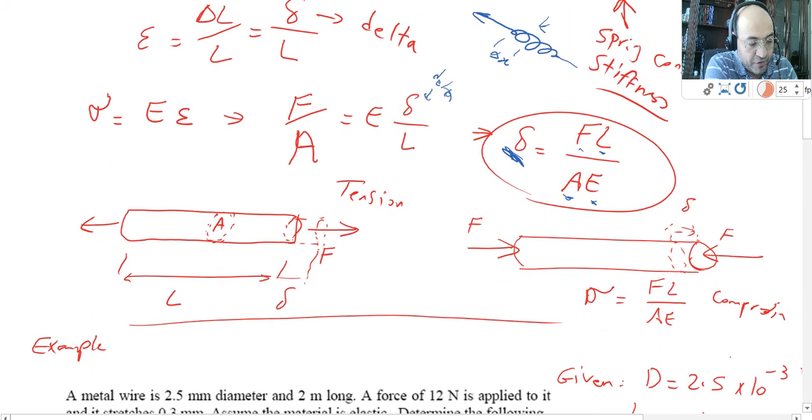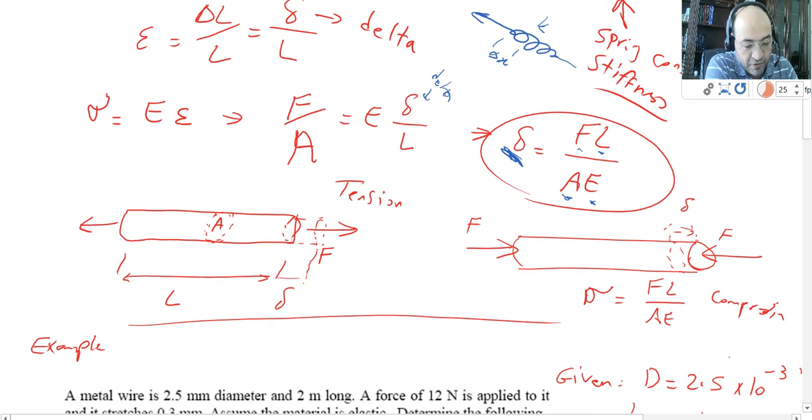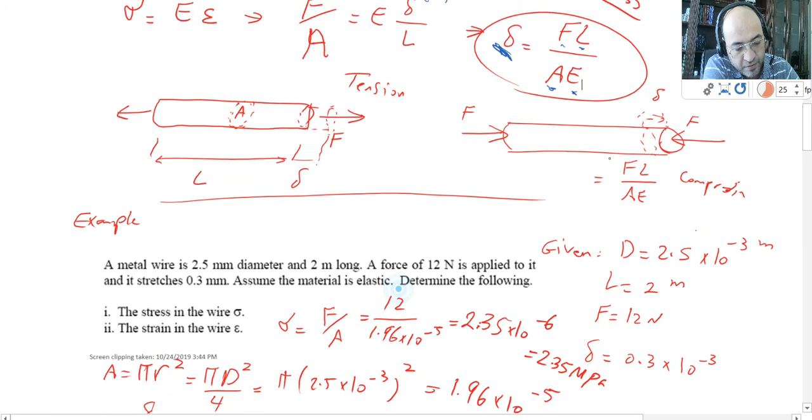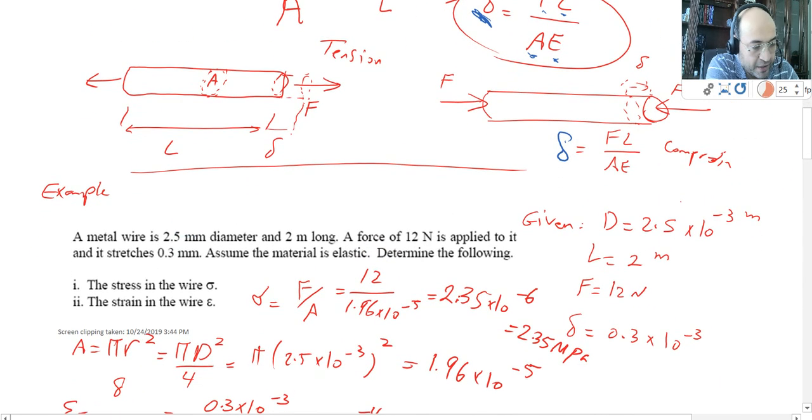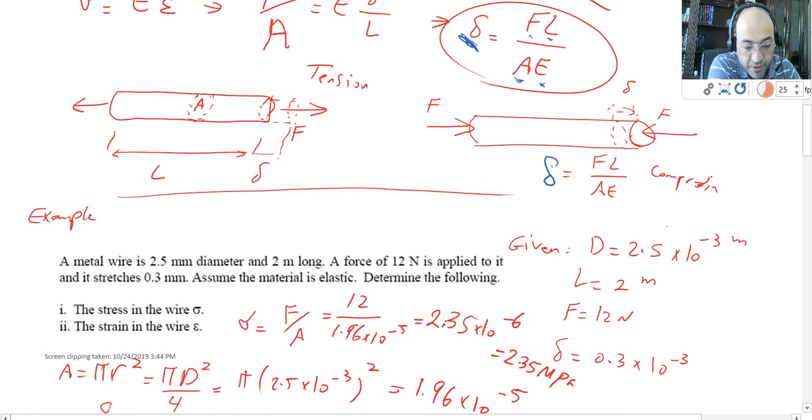Now, we could have different cases. We could have tension, and we could have compression. In compression, obviously, the delta would be coming, my bad, this is supposed to be delta, not epsilon. So there you go. Delta is equal to FL over AE. It could be in compression. Again, in compression, delta is negative, and then it could be in tension.